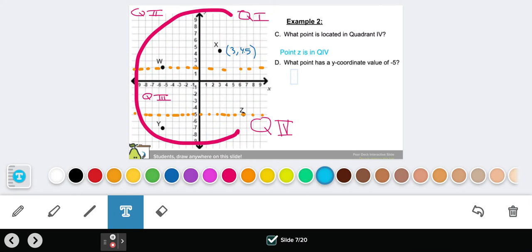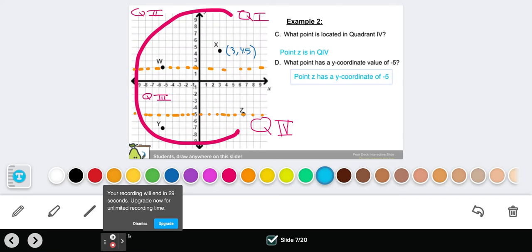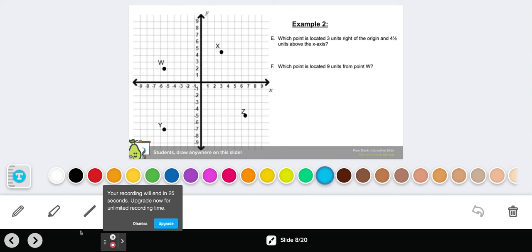So point Z has a y-coordinate of -5. Okay, and let's go to our next one. I will continue this in the next video, or you guys can do this one on your own. Okay.